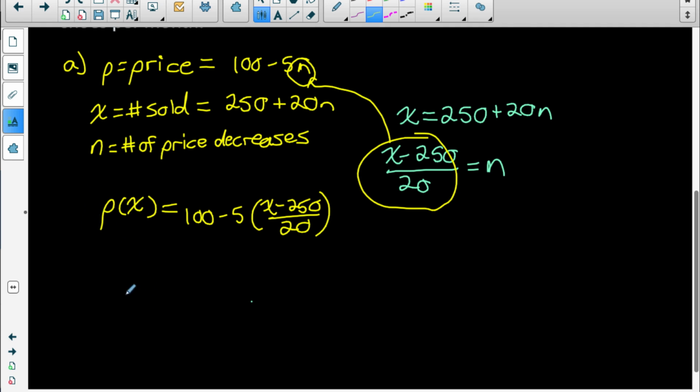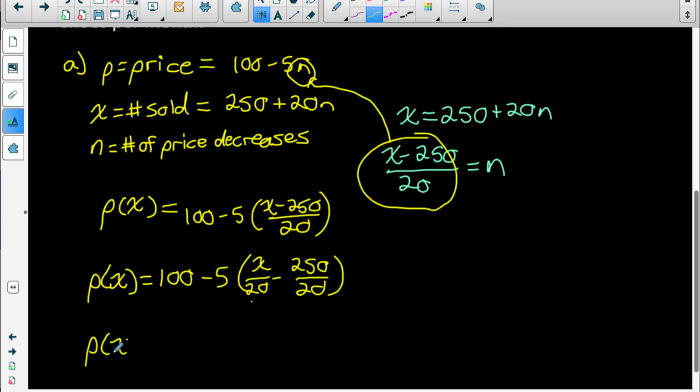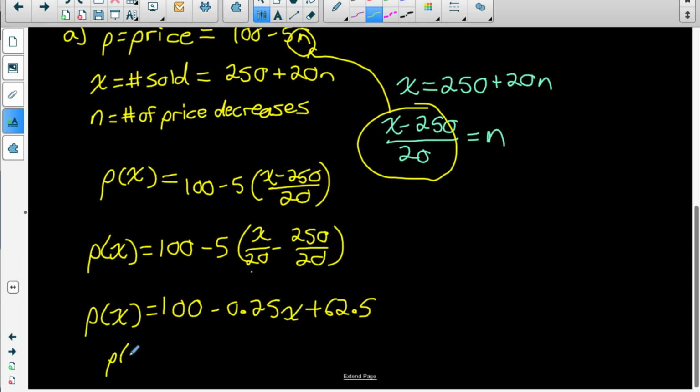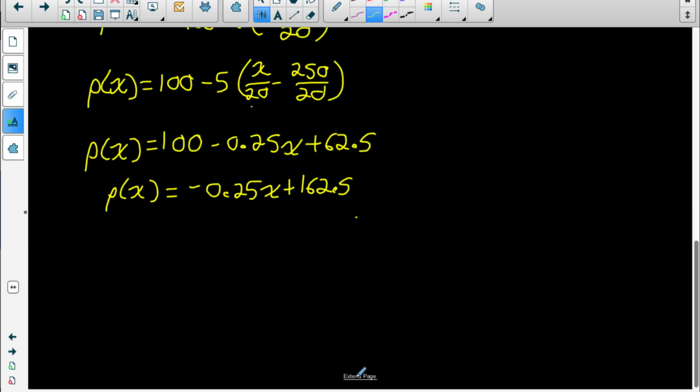And that's what we do in the business application. So P at x, I'll simplify this a little bit. P at x equals 100 minus 5 times, now the x and the 250 are both being divided by 20, and then I'll distribute and simplify. P at x equals, and then I can collect my like terms. P at x equals, that's the price function.